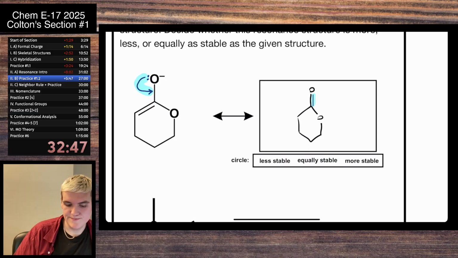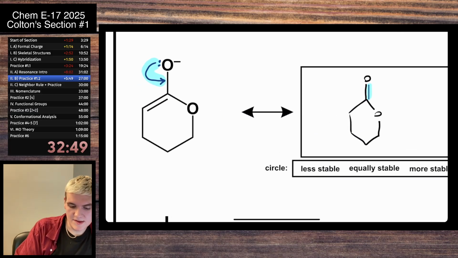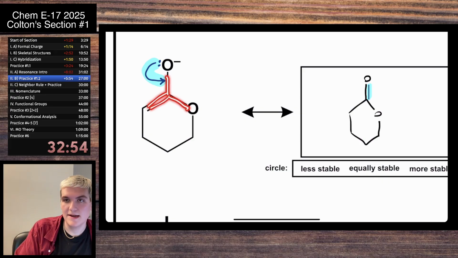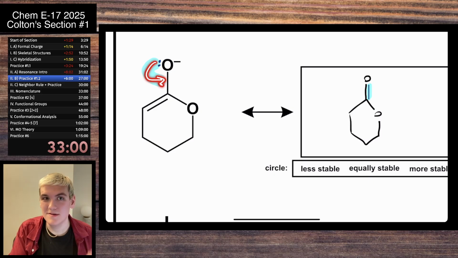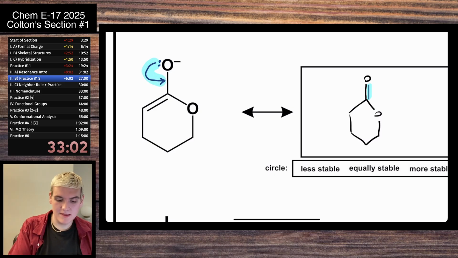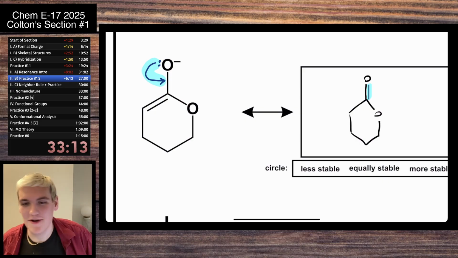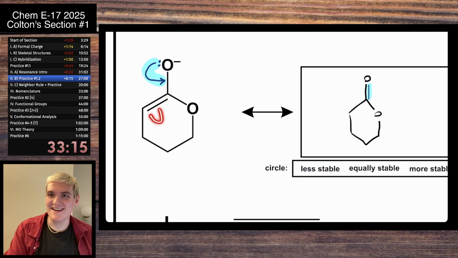But there's an issue. The issue is this carbon already has 4 bonds, right? It already has a full octet. So if we are going to make another bond with this carbon, we have to break a bond. What's the only kind of bond that we can break with this carbon? Can we break this bond? No, that's a single bond. Yeah, I'm trying to lead you to it. I think you all see. We have to break the pi bond over here.